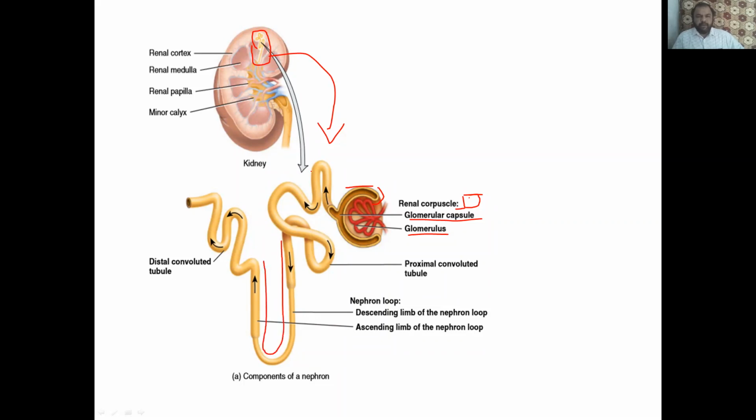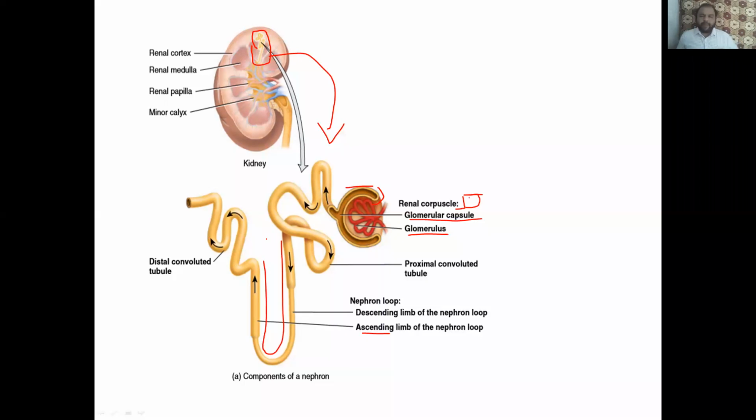Proximal convoluted tubule, then it makes a U-turn, and this U-turn is called the loop of Henle. Since it is going deep, going down, this part of the loop of Henle is called the descending limb of the loop of Henle. And again, it takes a U-turn and comes back up. As it is going up, it is called the ascending limb of the loop of Henle. Then it becomes convoluted again, and that portion is called the distal convoluted tubule.